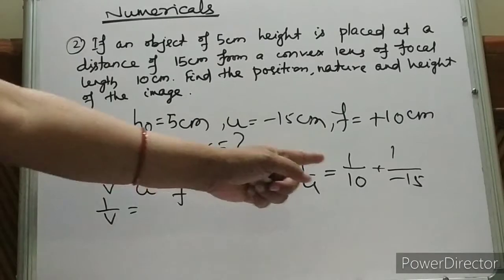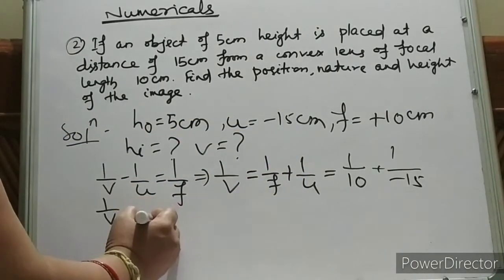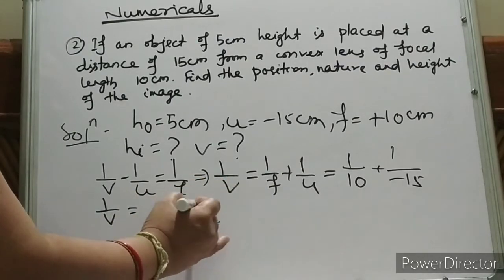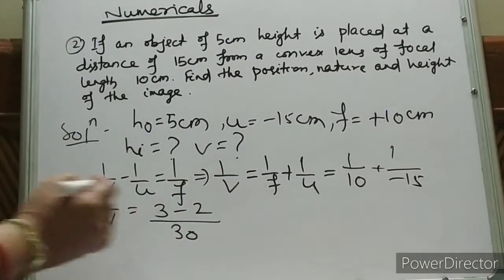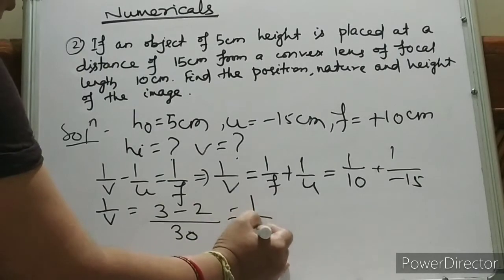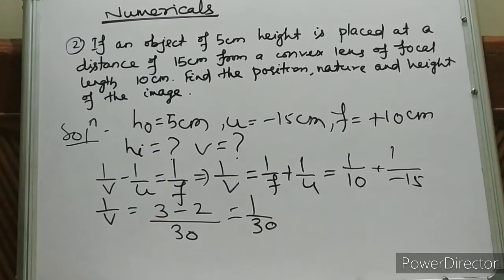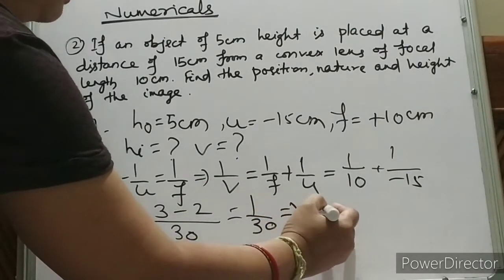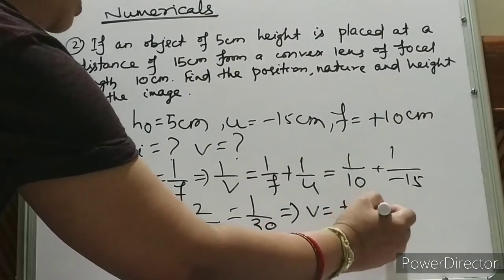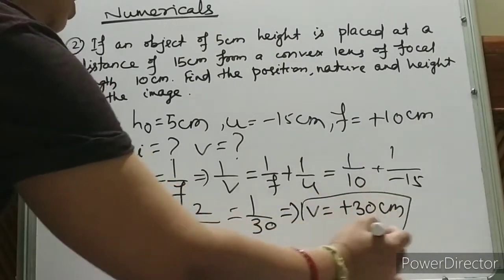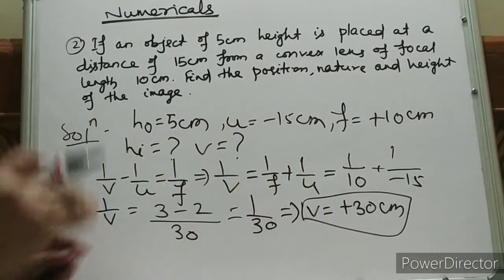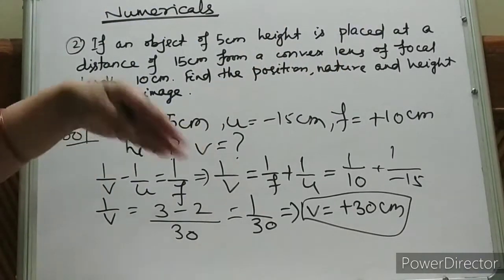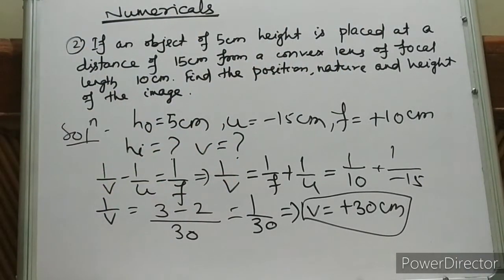v. How? Just take the LCM. What is the LCM you will take? You will take the LCM 30. So 30, 10 into 3, minus 2. So it is now 1 by 30 with a positive sign only. So what is your v? v is equal to plus 30 centimeter. See, v is equal to plus 30. That means the image will form to the right of the convex lens.